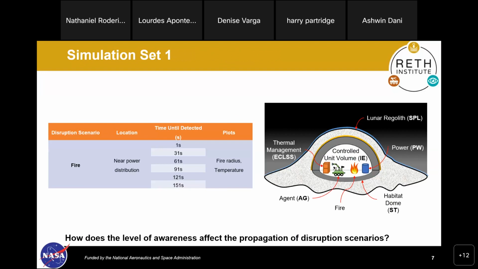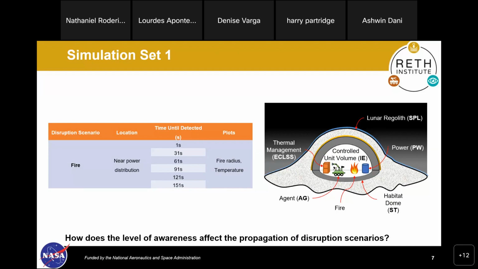So for this first simulation set, it's going to pertain to the vulnerability factor of awareness. And the question is, how does the level of awareness of the habitat affect the propagation of disruption scenarios? The level of awareness can change with things like whether or not a crew is present in the habitat. And especially when they're not present, it refers to sensor functionality and the fault detection and diagnosis systems.